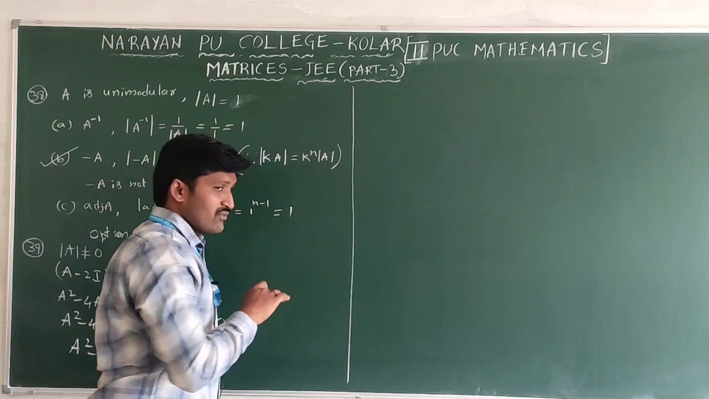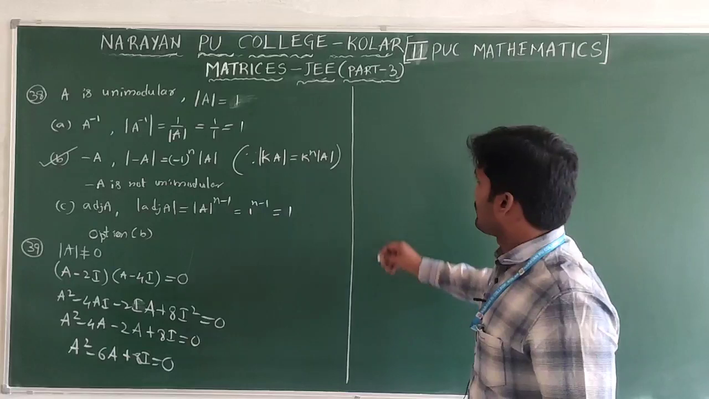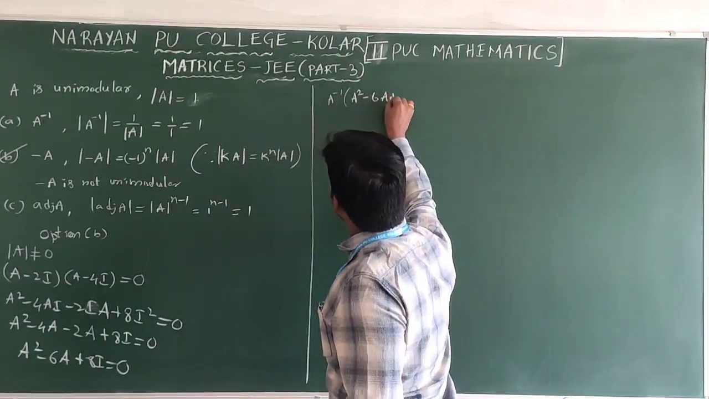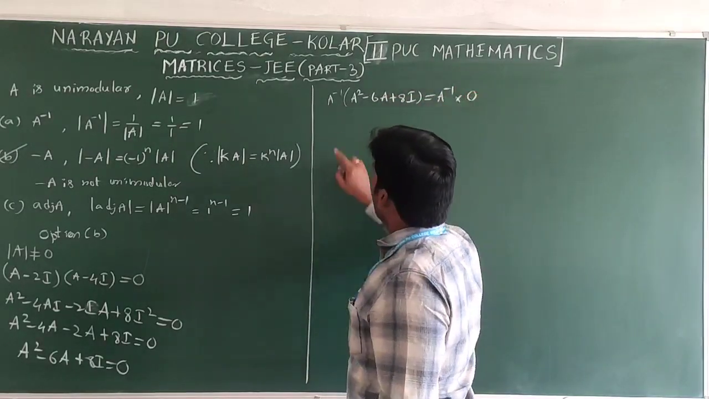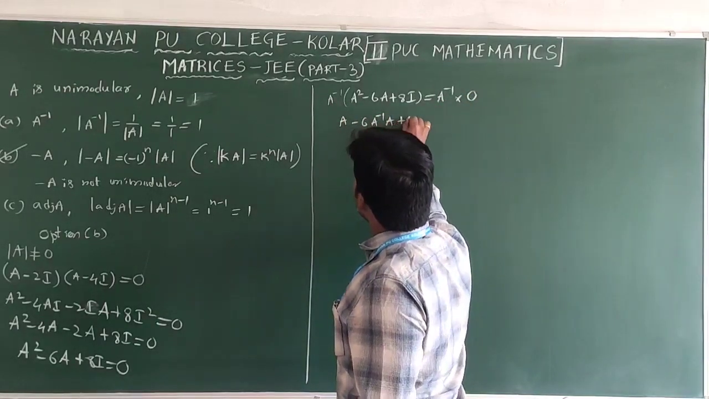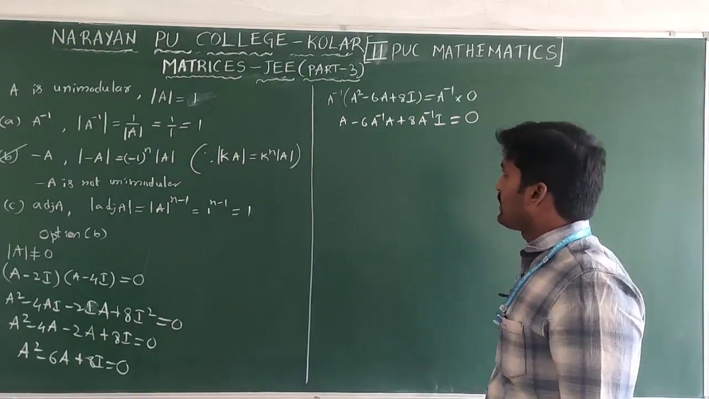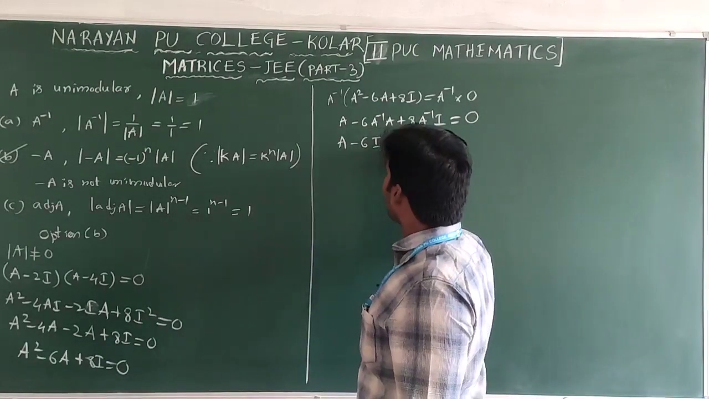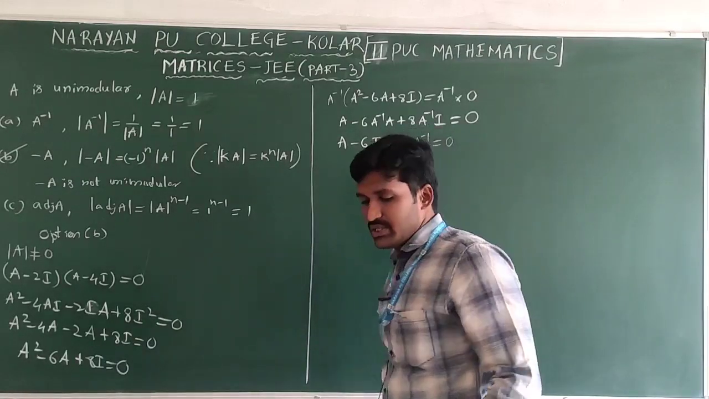Now from this we need to find the required form of the equation. We need it in terms of A inverse also. That's why we pre-multiply both sides with A inverse. A inverse into A square gives A, minus 6 A inverse into A, plus 8 A inverse into I. A inverse into the null matrix gives the null matrix only. Here, minus 6 A inverse into A is minus 6I clearly, and 8 into A inverse into I is 8 A inverse, equal to the 0 matrix.